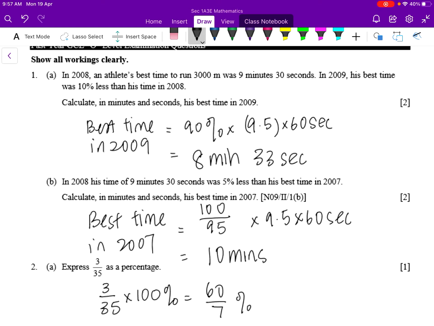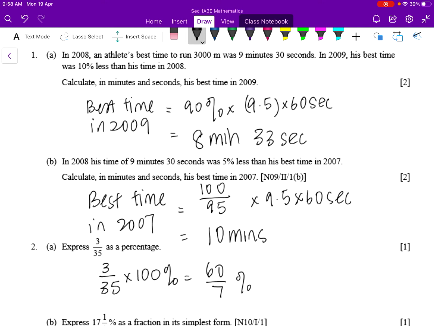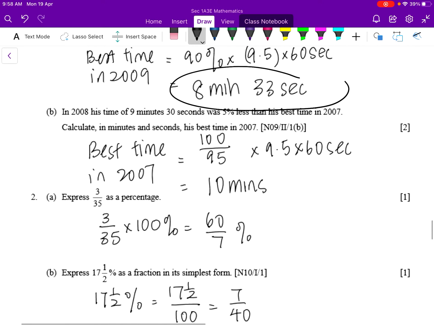Part B. You got a method? Okay, come, let's try. Next. Any issues with this? Athlete's best time? Any problems? 8 minutes 33 seconds. Any problem? Sure, no problem? Okay, then in part B, 10 minutes. Any issues? Any problems? Yes or no? Come on, you must stop, otherwise I think it's okay. 9 minutes 58.5 seconds. Why?